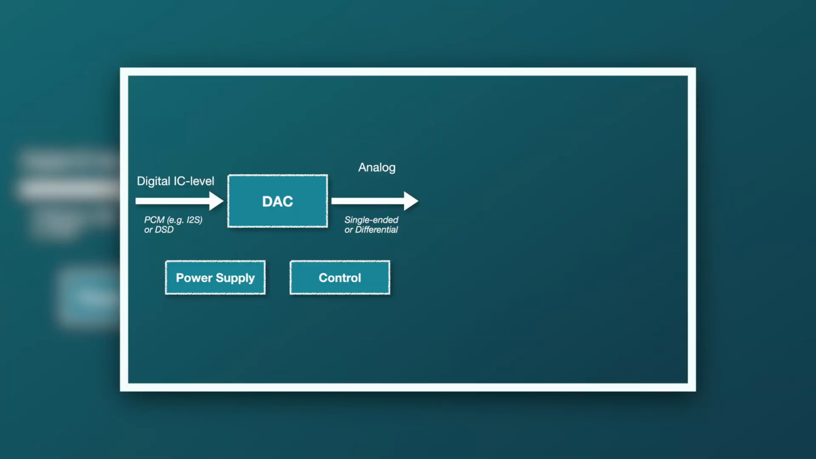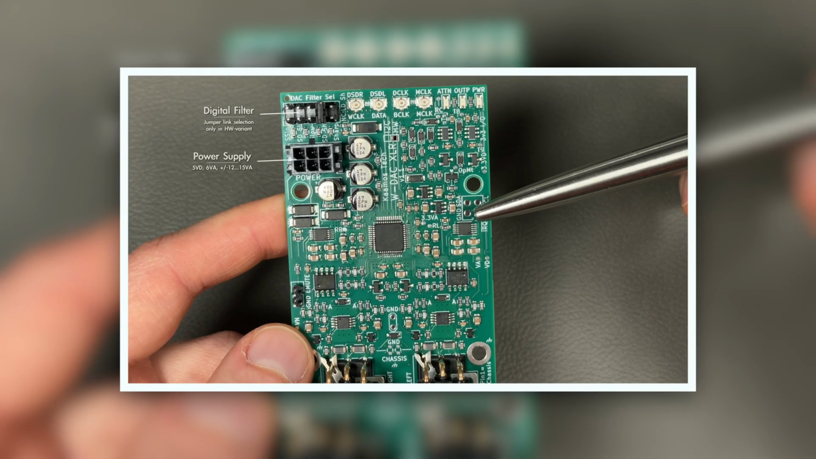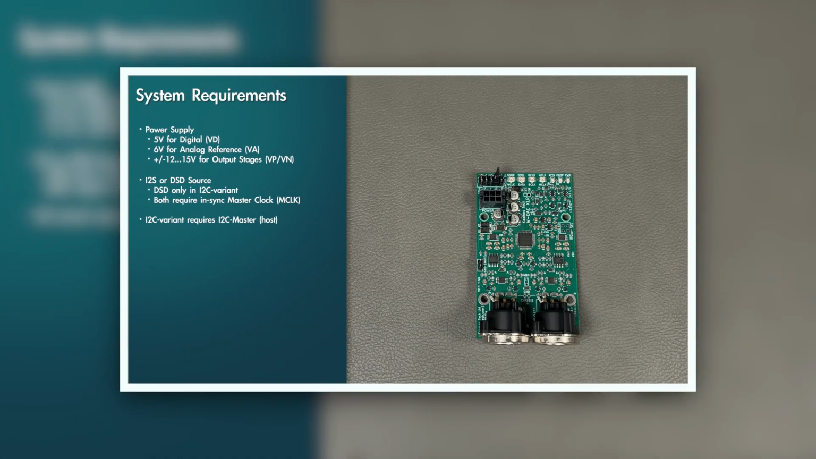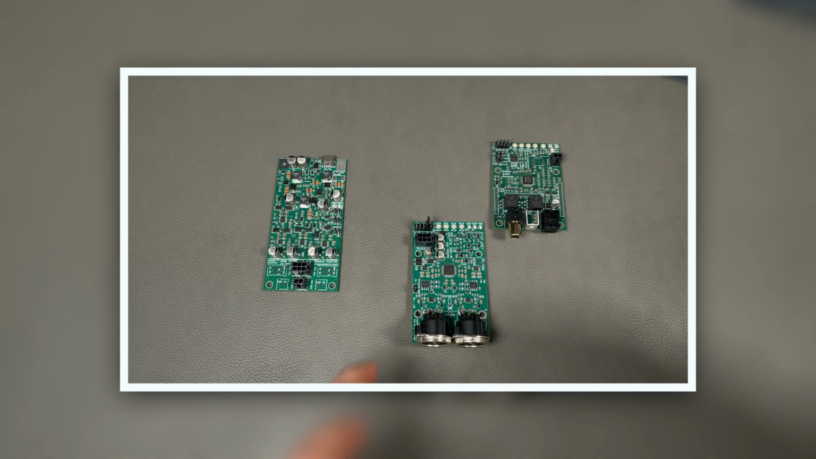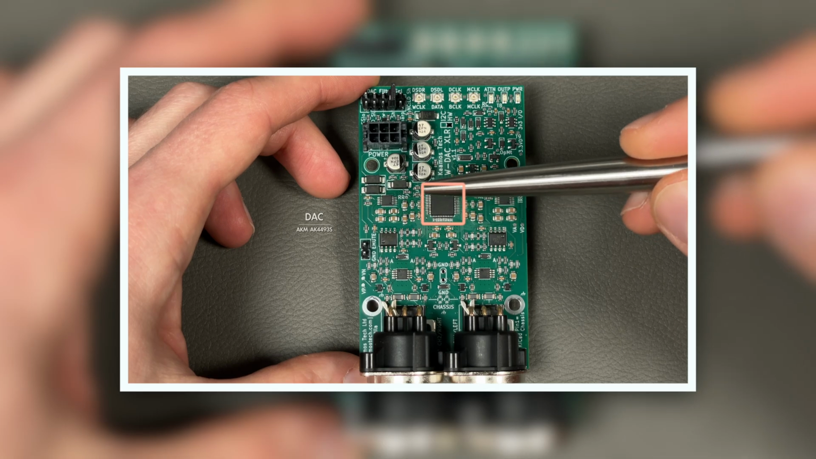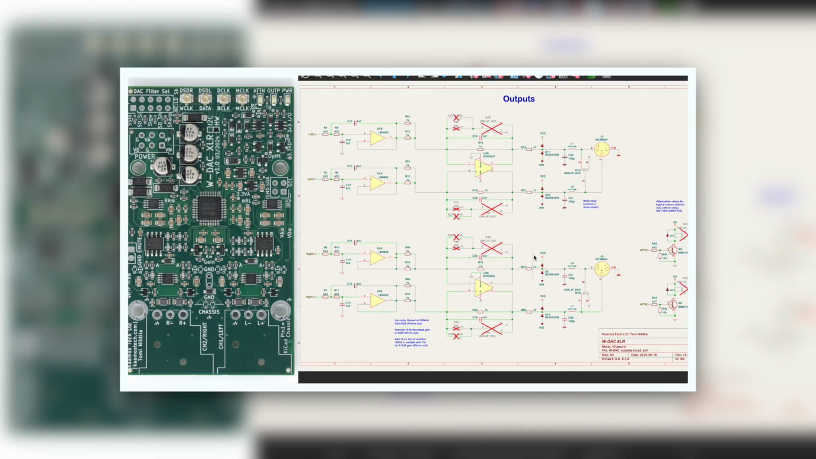In this video, I'm going to explain what a DAC is and then go through the features, connections and controls of this board. Then we're going to have a look at the system requirements when connecting to other boards. Then we check the main components, and as it's a semi-open design, we'll have a brief schematic walkthrough.